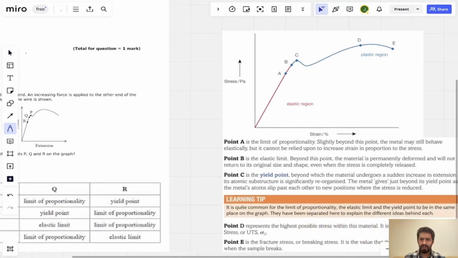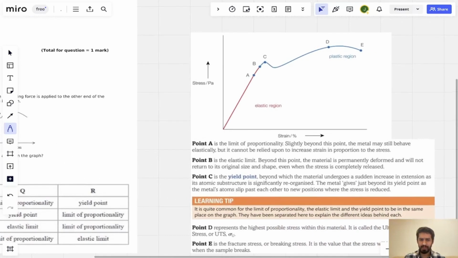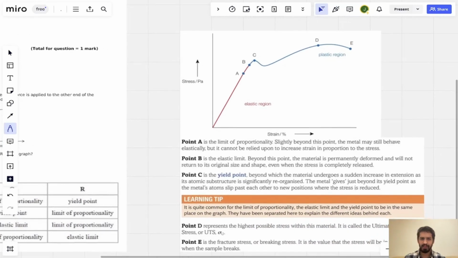Now, this picture on the right side is very important because it summarizes what these different points on the stress versus strain graph are. What are these points called and what does each of these points mean? This picture is taken from a textbook by Miles and Hudson. So if you read your textbooks, you must have seen this picture in the textbook.